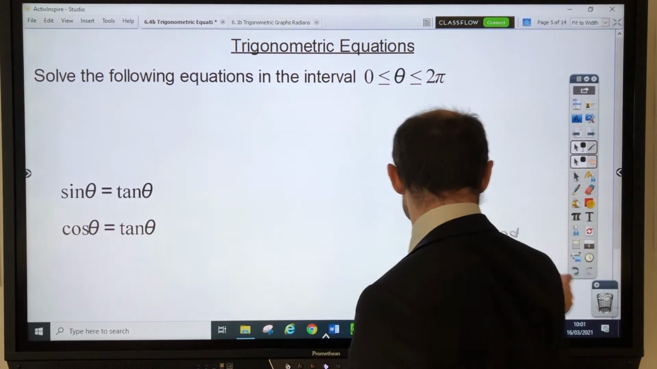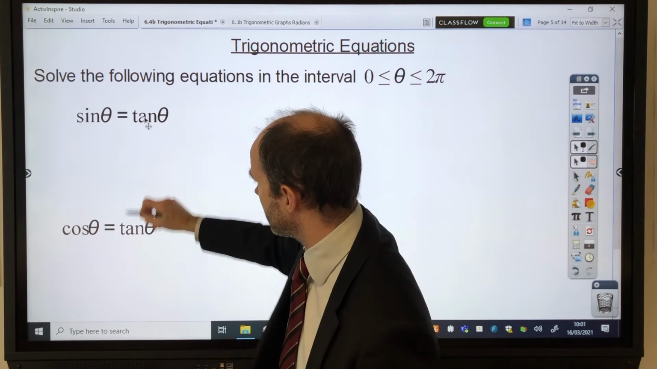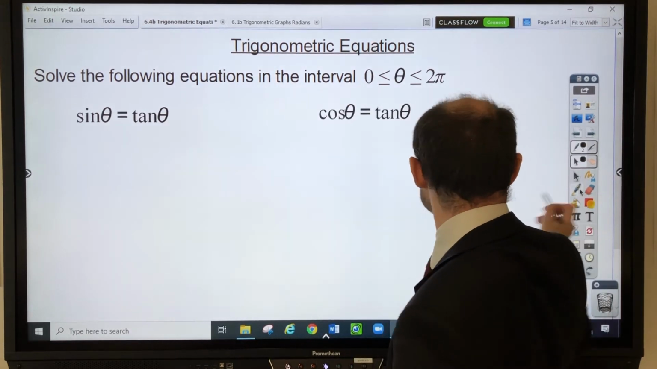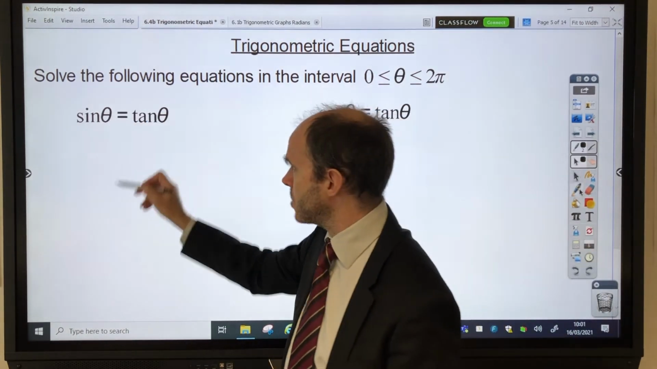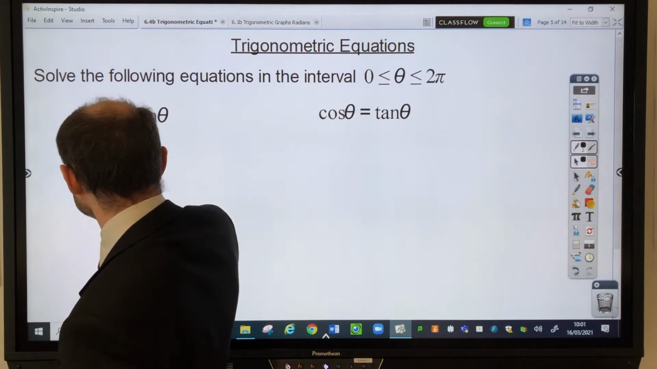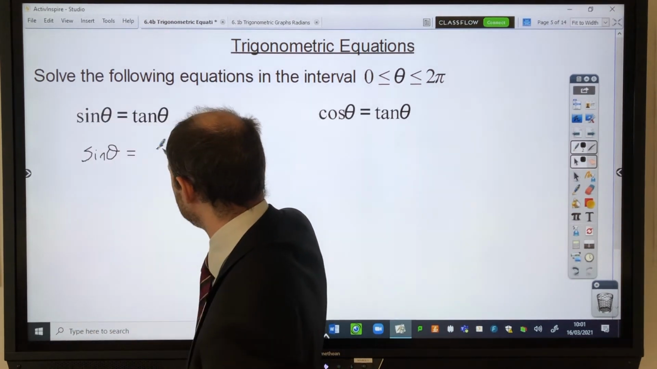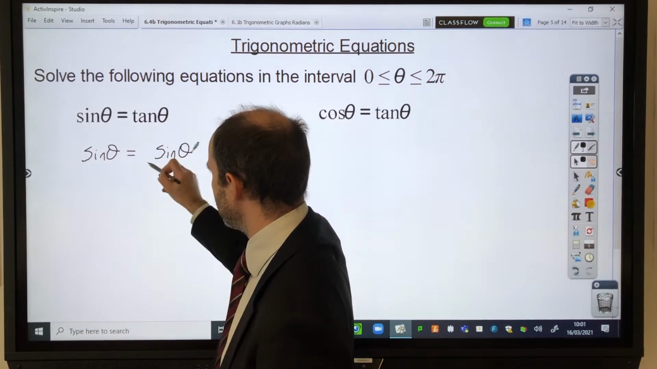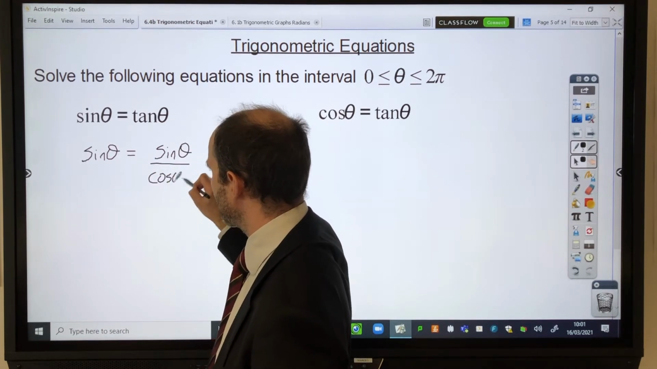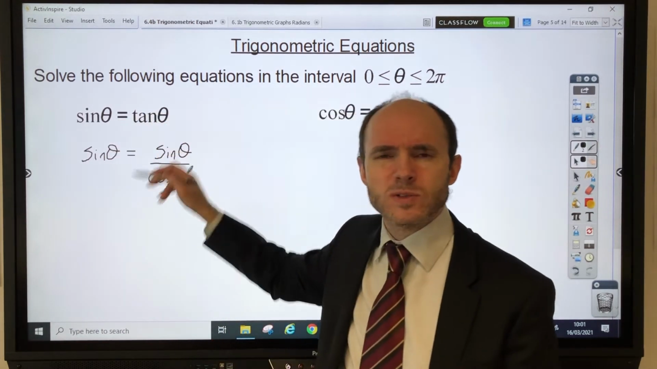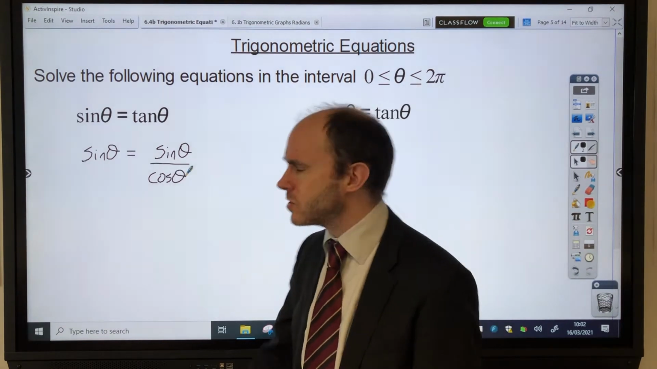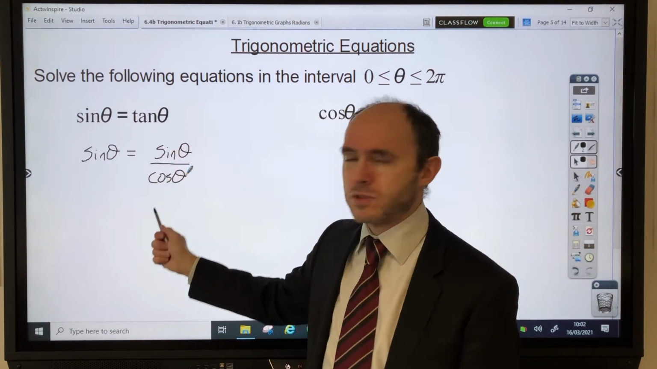So we're going to do these questions next. So this one, and then this one here. So let's do this one first, okay? So the thing to do here is, first of all, you might find it helpful to just rewrite it like this, okay? When you've got a mixture of tan and sine, or tan and cosine, it's a good idea just to write tan in terms of sine and cosine, okay?